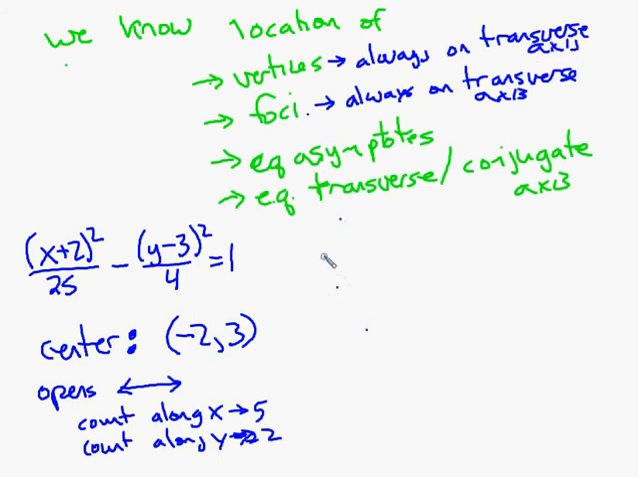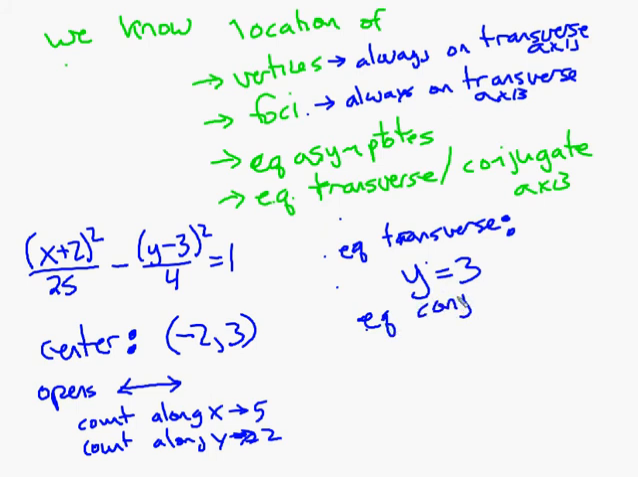So the transverse axis, in this case, opens left and right, so that's going to be y equals 3. The equation of the conjugate axis is going to be x equals -2. So it's kind of like the opposite of the way it opens, like y equals 3. Because here's going to be our diagram. Let's get a diagram done.